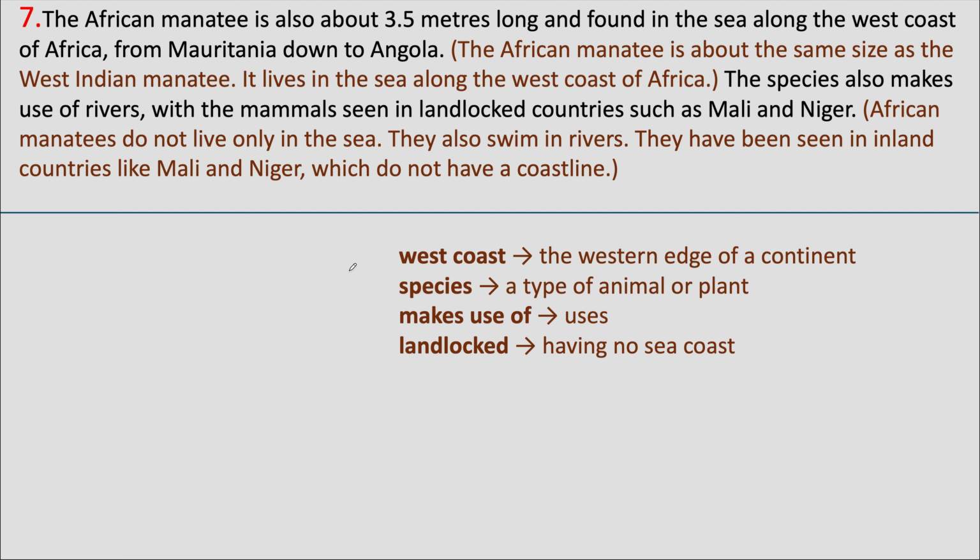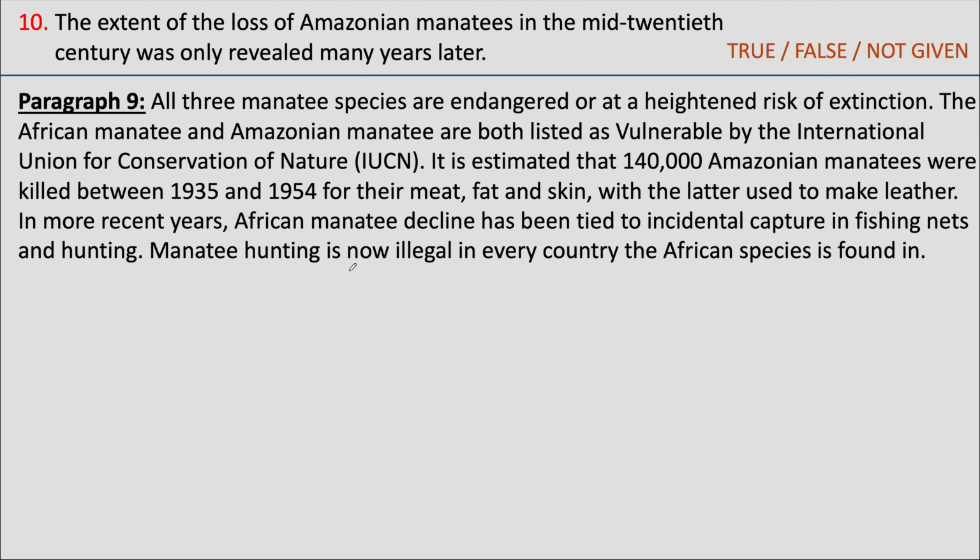Here are meanings of each sentence from paragraph 7. Pause here if you want to understand in detail. Here's question 10. Pause and try to find the answer. Let's check. Amazonian manatees are mentioned in several parts of the passage. The previous question was answered from paragraph 7, so the answer must come after that.